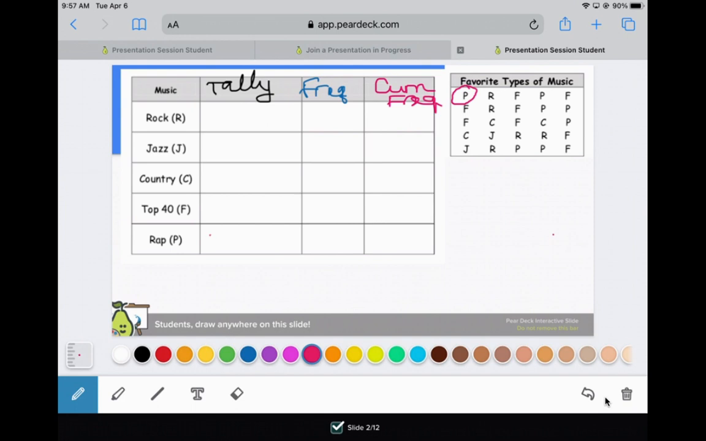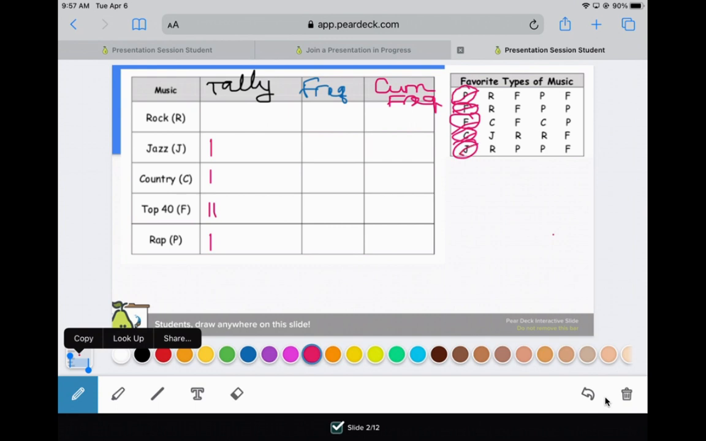So I'm going to start counting this 1. And then F, there are 2 of those, so I can put 2. So that's how I mark the tally. I'm just counting how many, and then I go for C, which is the country music. So 1, and then J, okay?